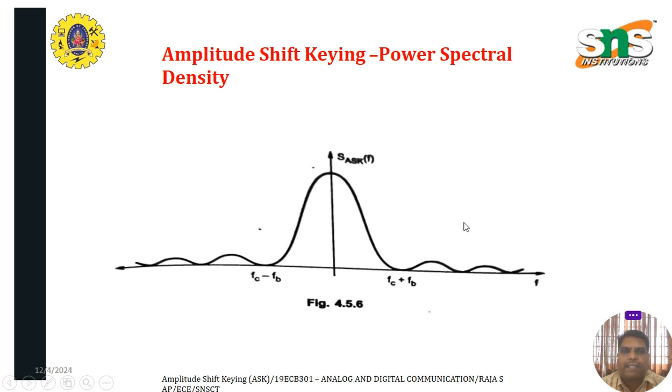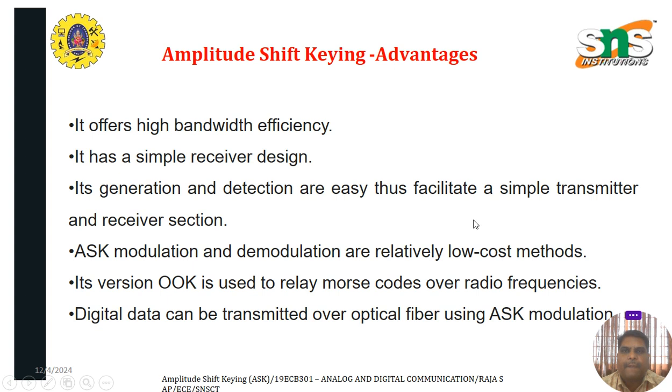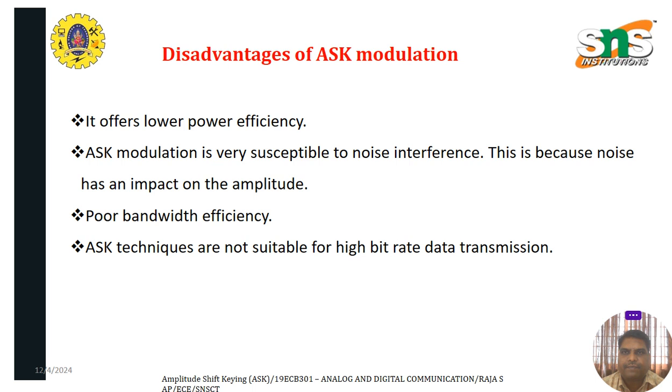So this is the power spectral density of the ASK waveform. The main advantages of ASK are that it offers high bandwidth efficiency and has a simple receiver design. Its generation and detection are easy, thus facilitating a simple transmitter and receiver section. ASK modulation and demodulation are relatively low cost methods. Its version, on-off keying, is used to relay Morse codes over radio frequencies. Digital data can be transmitted over optical fiber using ASK modulation.